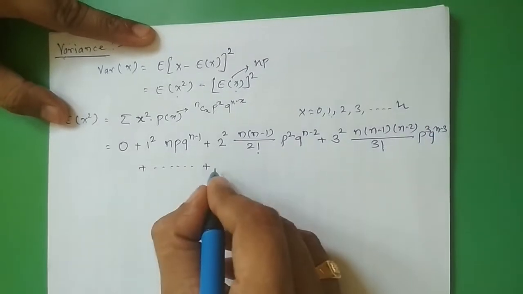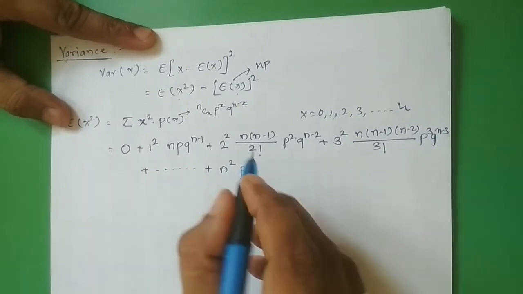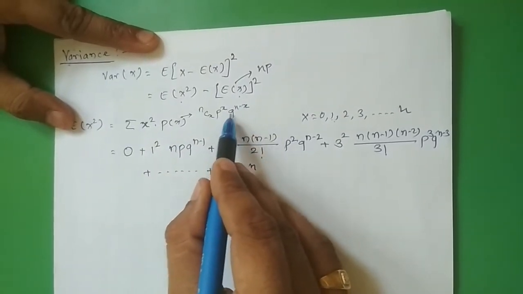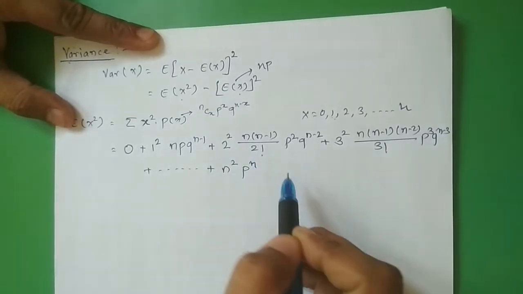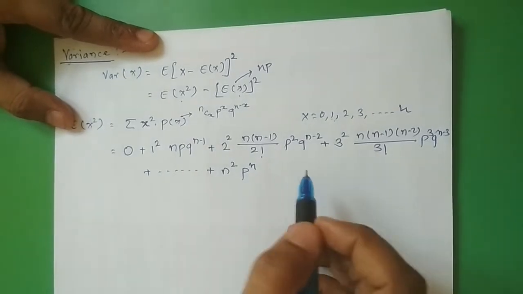What is the last term? It's n, so it is n square into p raised to n, because q raised to 0 is equal to 1, and nCn always gives you 1. So we will get n square into p raised to n.